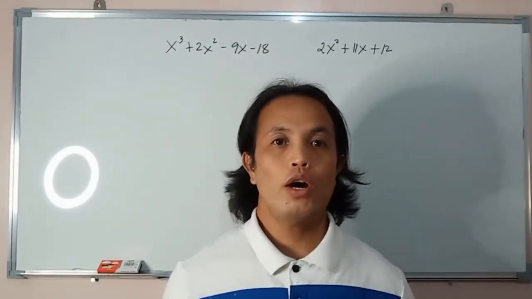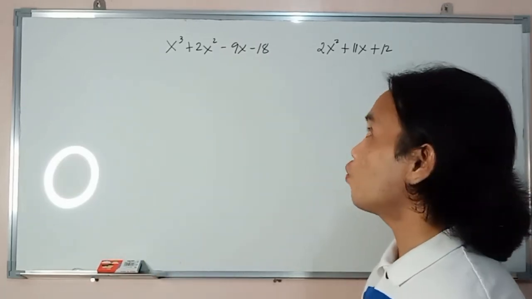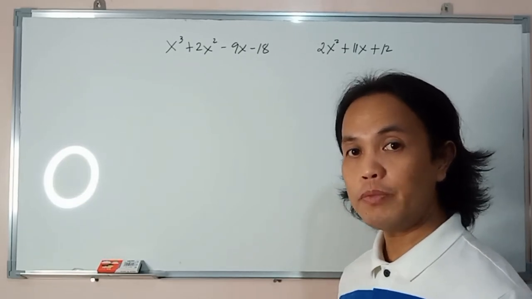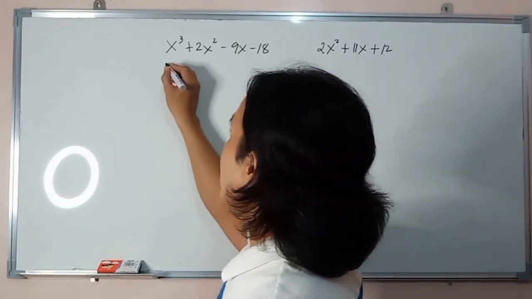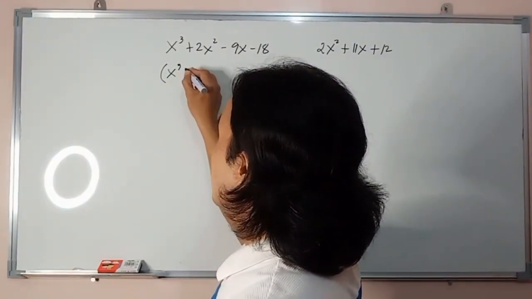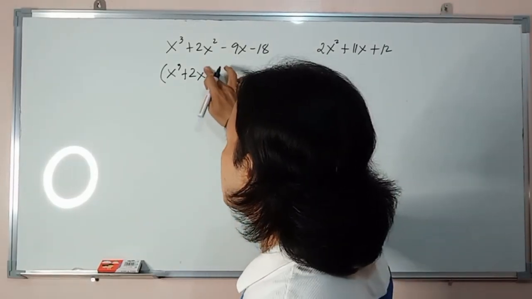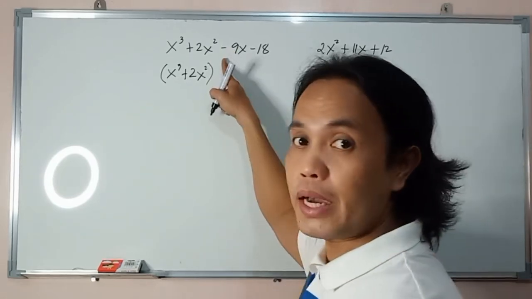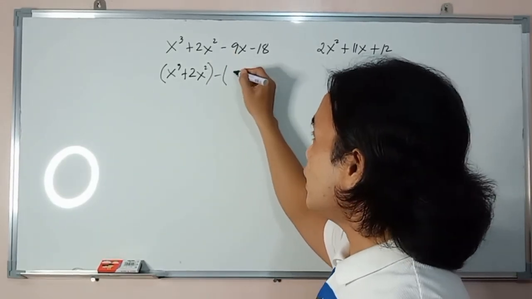Now let's proceed to our next example. So we are given this polynomial, x cubed plus 2x squared minus 9x minus 18. So the same process. We group the first two terms and the last two terms by using a parenthesis. So we can have x cubed plus 2x squared. We copy minus, and we copy the second two terms, which is 9x.